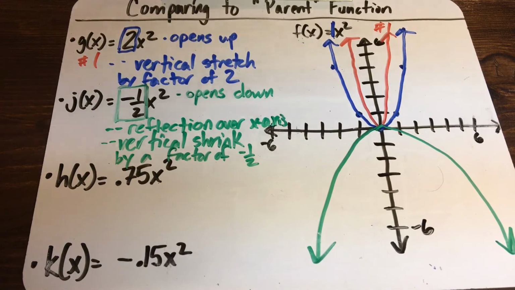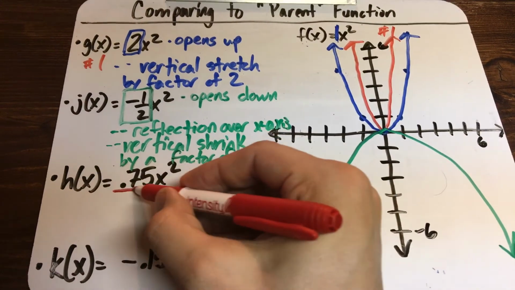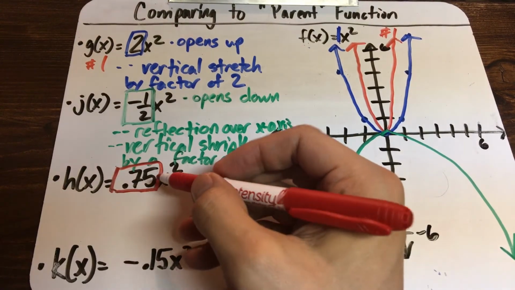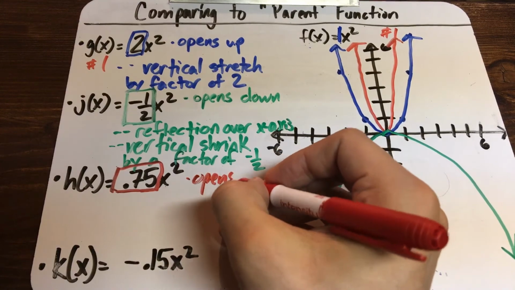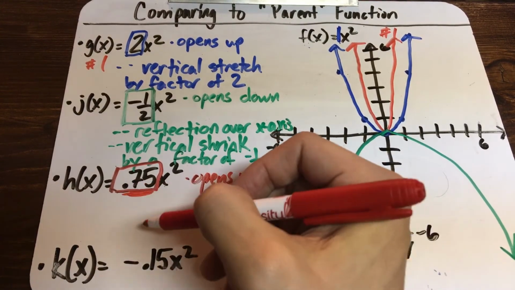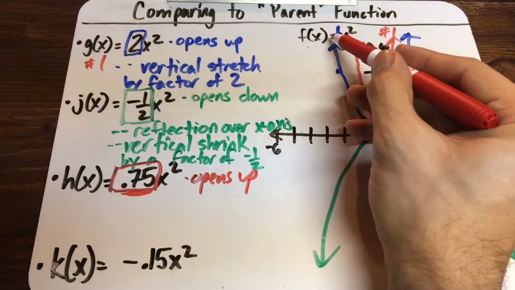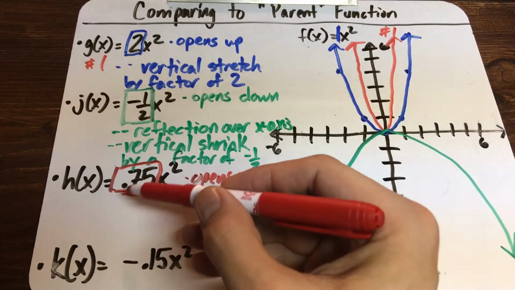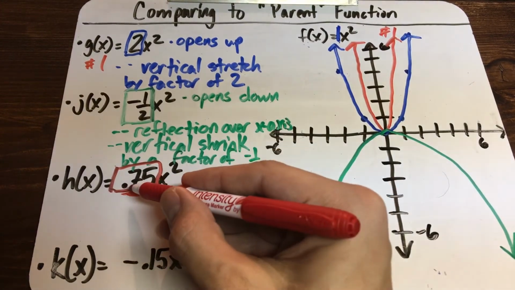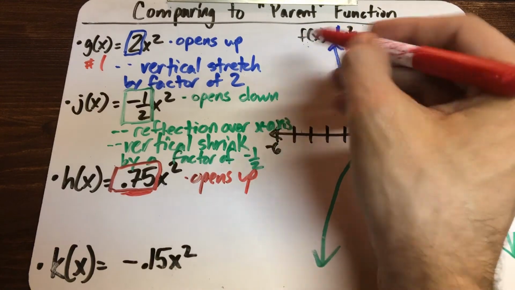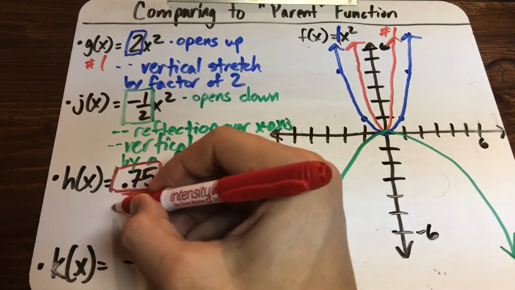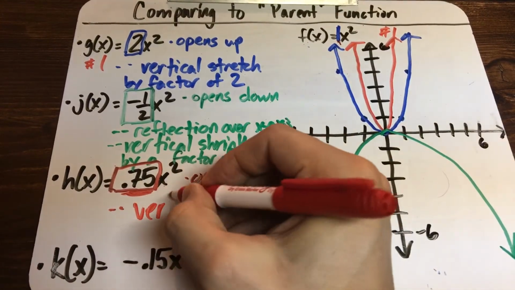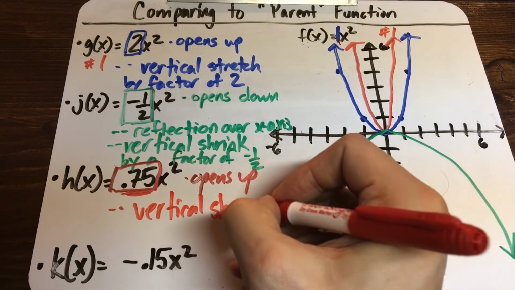On the third one, I'll use red for this. We're back to positive. Now it's a decimal, but don't let that bother you. It's still positive, so it still opens up. But look at what this number is. This number is 0.75. The original one, the parent, has a letter A of 1. 0.75 is less than 1, so I know it's going to be more wide open. This is going to be a vertical shrink, because we're less than 1.